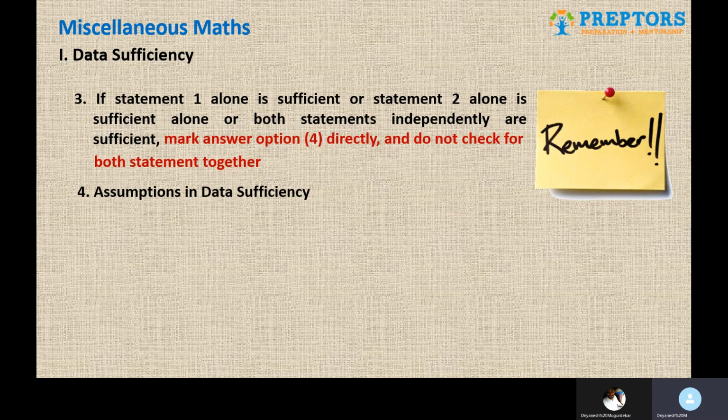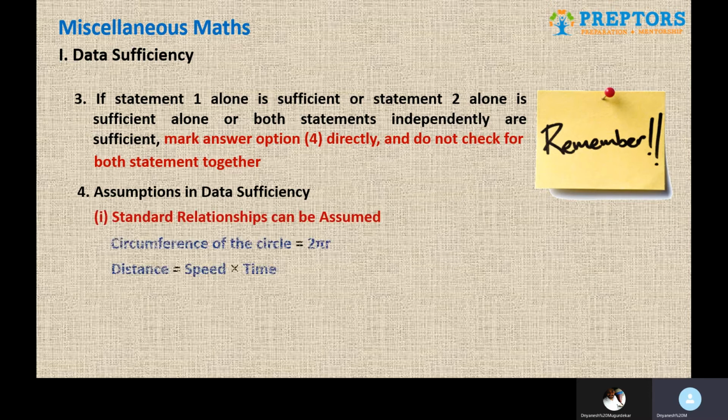And the fourth and the last part: some assumptions in data sufficiency. There are standard conversions and standard formulae that you can assume. You cannot say this information is not available to us, for something like the circumference is 2πr of the circle, which we solved earlier as well, or speed is equal to distance upon time, and such things.